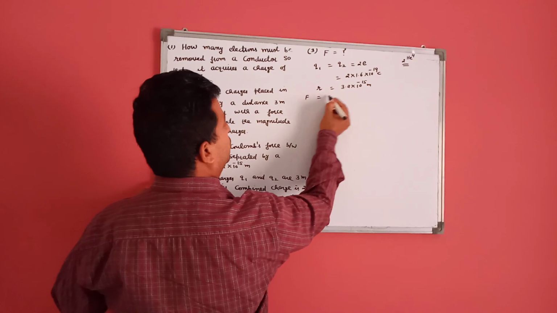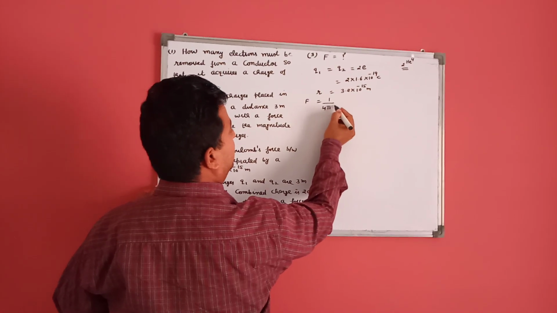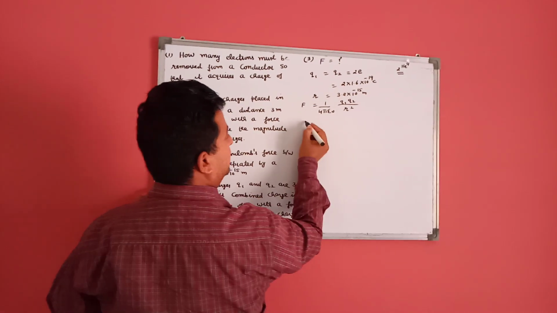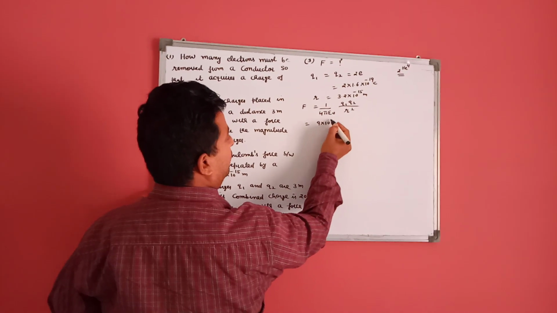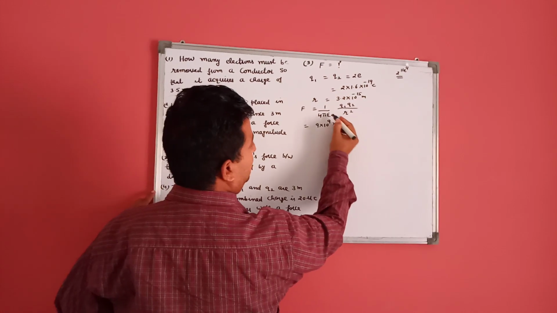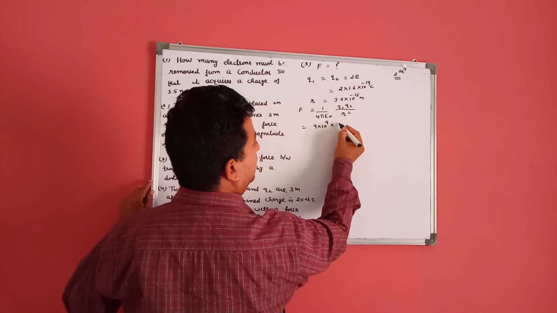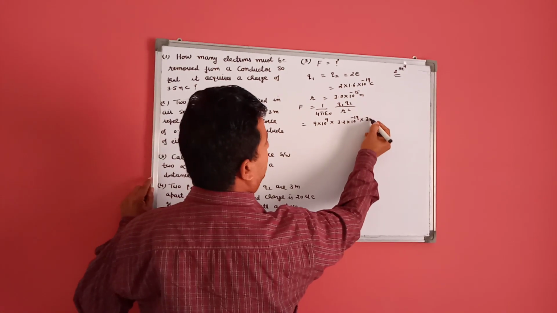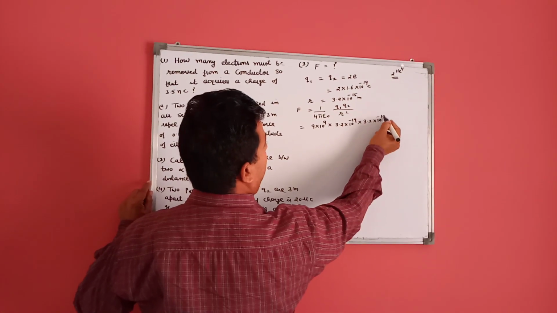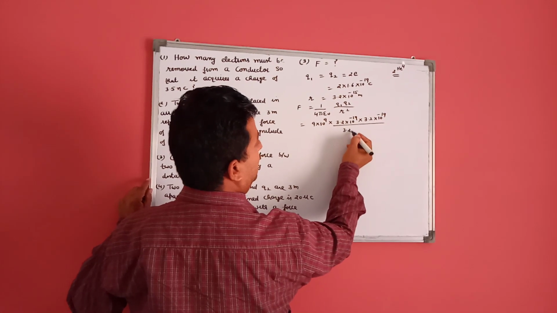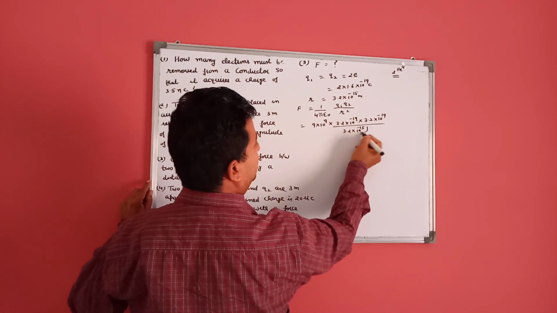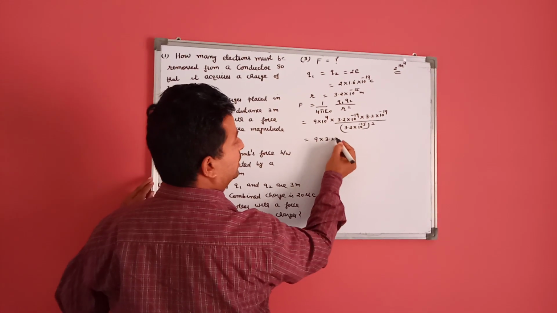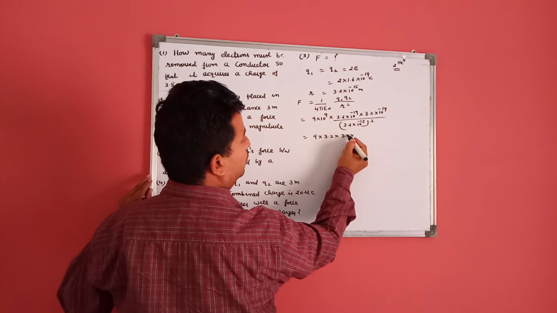Then according to Coulomb's law, F is equal to 1 by 4 pi epsilon naught Q1 Q2 by R square. In this, the value of 1 by 4 pi epsilon naught is 9 into 10 to the power 9, and this is 3.2 into 10 to the power minus 19. Q2 has the same value, divided by R square. R square is 10 to the power minus 15 whole square. In this, 9 multiply 3.2 multiply 3.2.